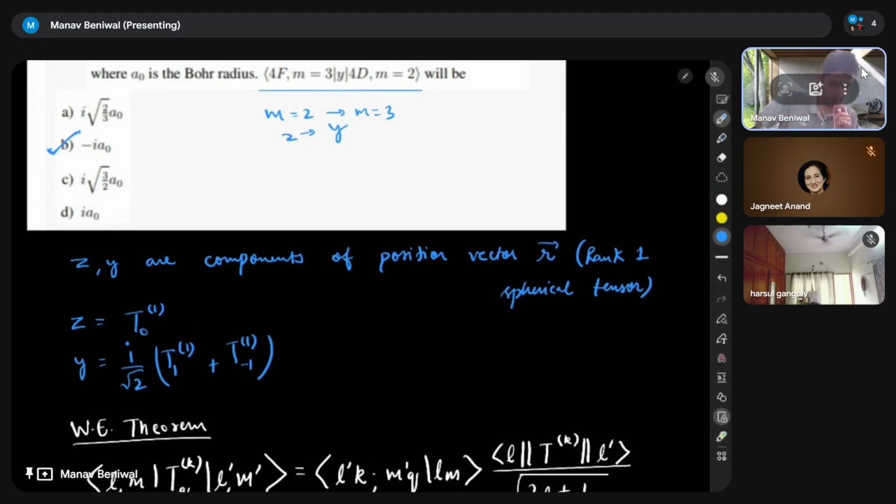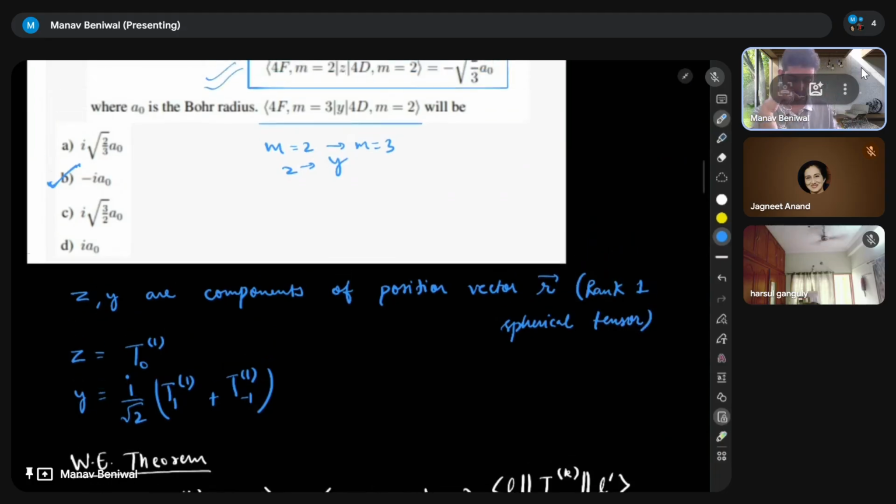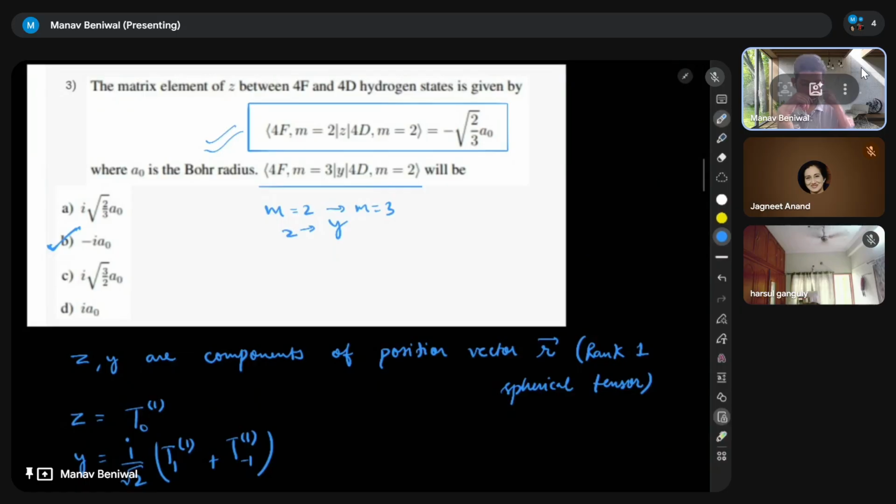So this was a little lengthy problem. So let me quickly recap what we have done. The question says that we have two matrix elements. One is the matrix element of Z that is given to us, and we are asked to find the matrix element of Y. And notice that we are always between 4f and 4d states of hydrogen.